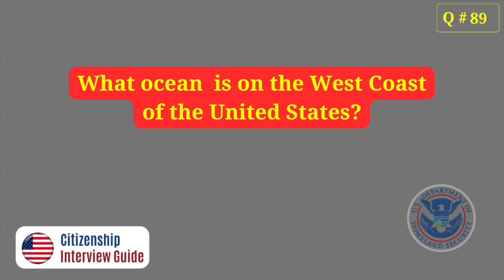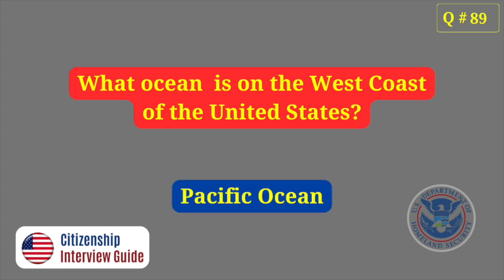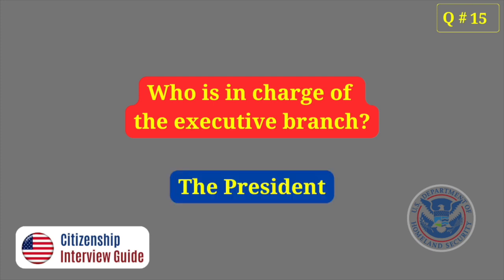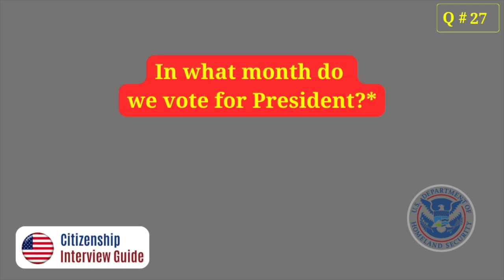What ocean is on the west coast of the United States? Pacific Ocean. Who is in charge of the executive branch? The President. In what month do we vote for president? November.